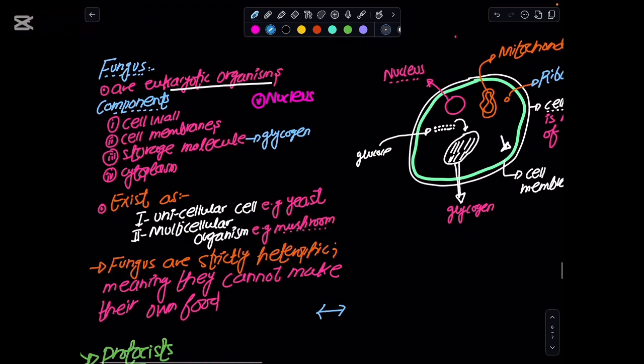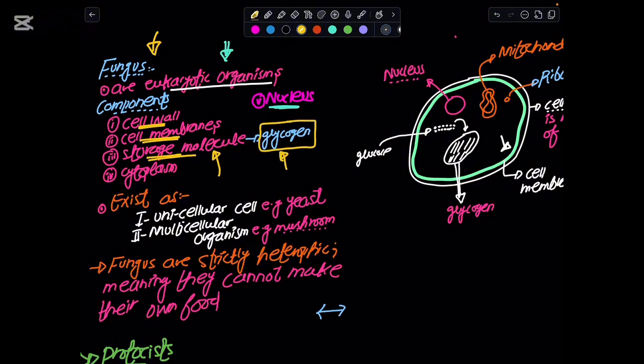Now, moving onward, we have another eukaryotic organism to discuss, and this is fungus. Why do I say that these are eukaryotic organisms? Because they have a nucleus, and that nucleus contains the genetic material. Among the components, they have the cell wall and the cell membrane. Another striking feature is that if they have to store sugars or glucose, it is stored in the form of glycogen.